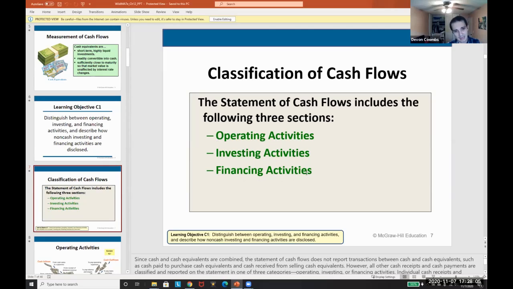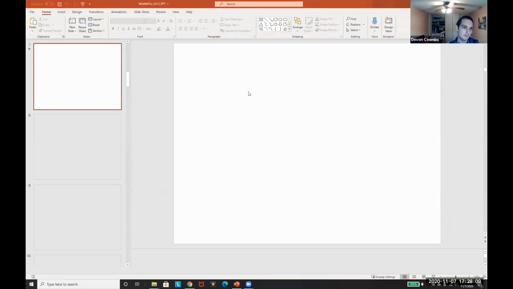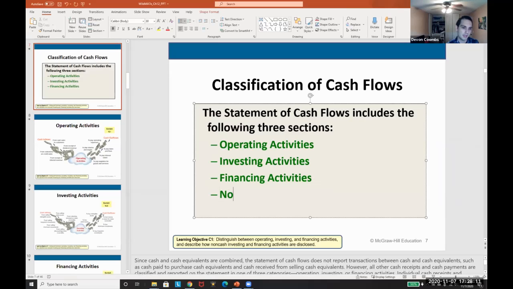And the one piece I'd add here, right, is let me enable my editing. Non-cash. So I'd say this is actually 4 sections. Non-cash transactions. And those would be disclosed at the bottom of the statement of cash flows. And I'll show you examples of those later.